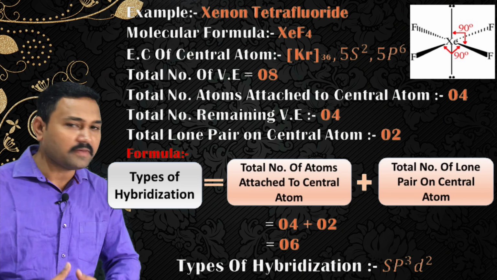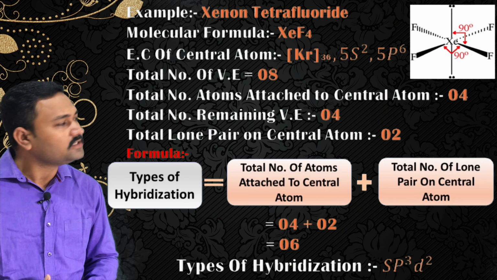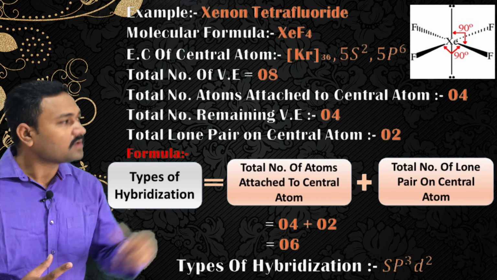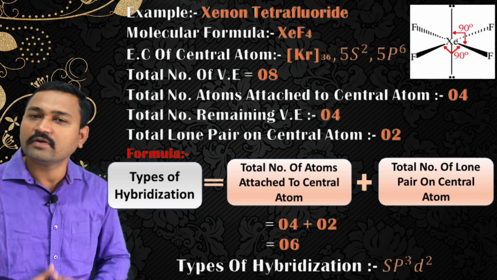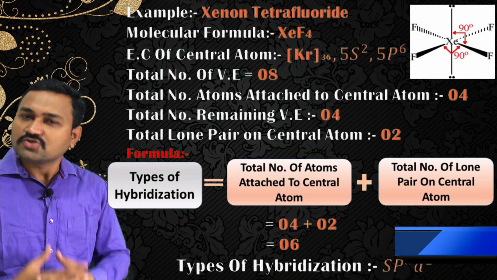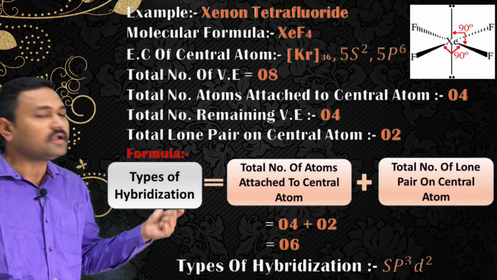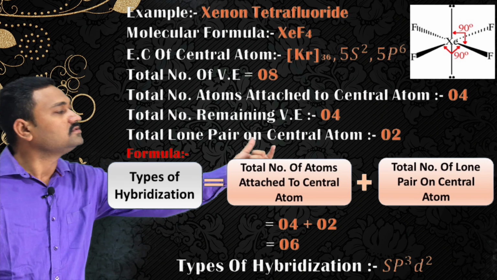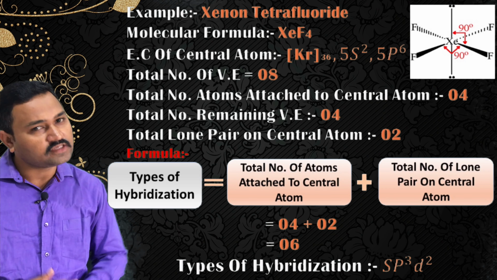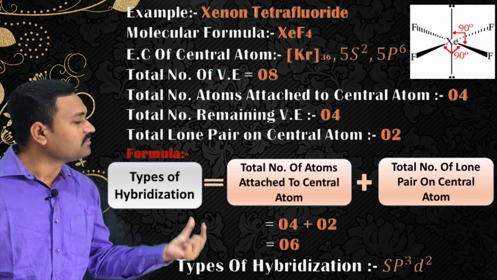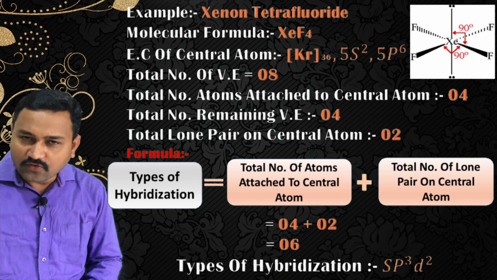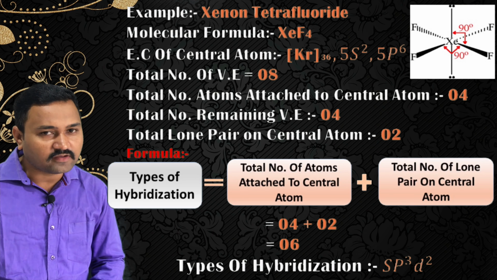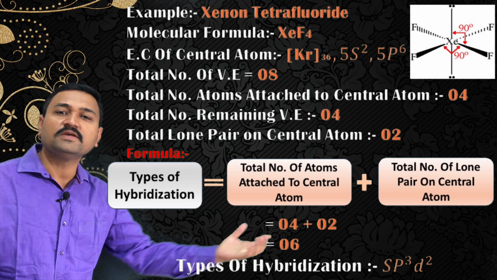Here, the type of hybridization is decided by the total number of atoms attached to the central atom plus the total number of lone pairs of electrons on the central atom. So, in the xenon trifluoride, the total number of atoms attached is equal to 4, while the total number of lone pairs of electrons is equal to 2. Therefore, this number comes to be 6. Therefore, the type of hybridization of xenon in xenon trifluoride is equal to sp3d2.